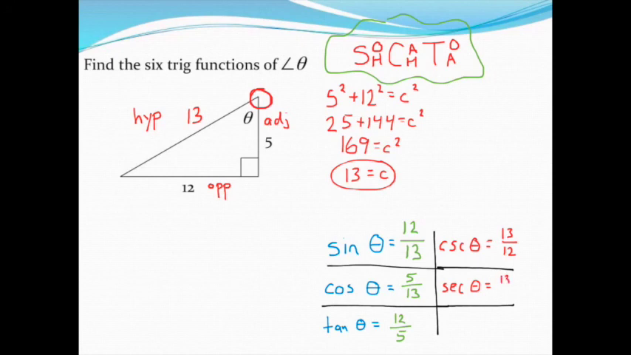So 13 over 5. And finally, our 6th trig ratio, our 3rd new one, the reciprocal of tangent is something called cotangent, and that abbreviation is COT. So the cotangent of theta is equal to the reciprocal of the tangent, so 5 over 12. So there are your 6 trig ratios for this right triangle.